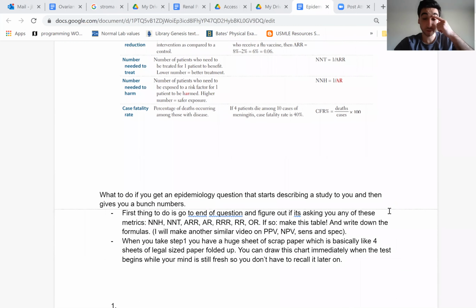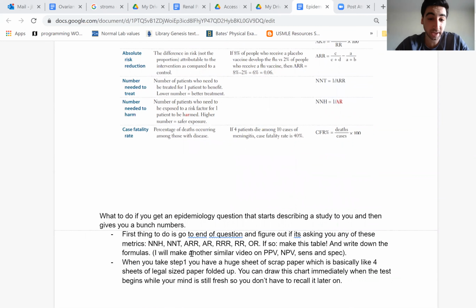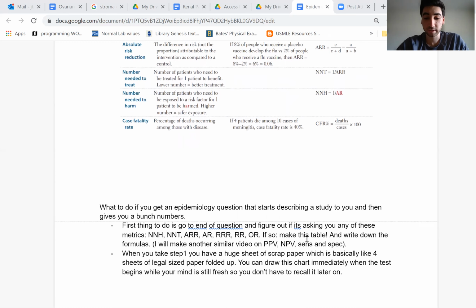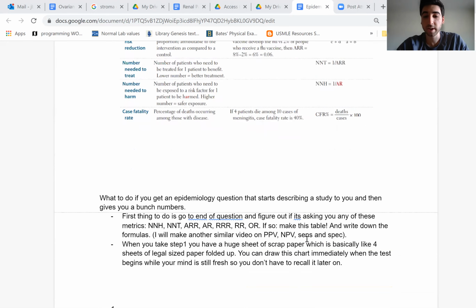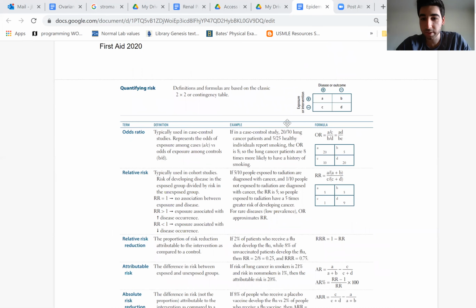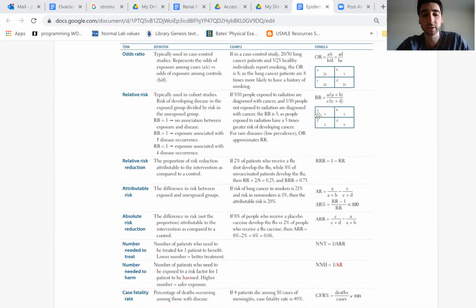So when you see a question at the end of which it asks you for number needed to harm, number needed to treat, or any of these values, you're going to pause, and the first thing you do is make this chart right here. At the top of the First Aid page, you're going to see this chart. You're just going to recreate it. I'll tell you how to do it because it matters where you put A, B, C, D, and where you put disease or outcome and exposure or intervention.